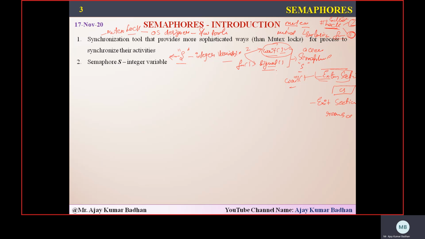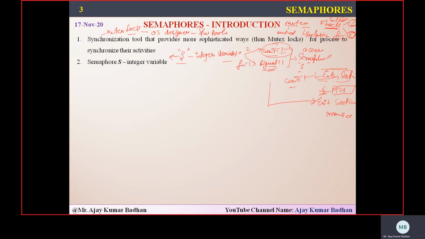And I think you can guess where signal can be used. Yes, of course, in the exit section. Once the process is given a chance to enter the critical section, after performing the operation in the critical section, when it is coming out, it will give a signal.